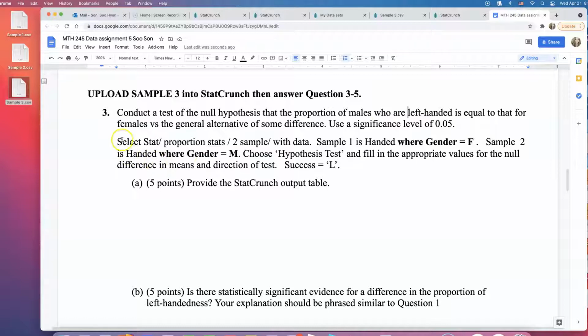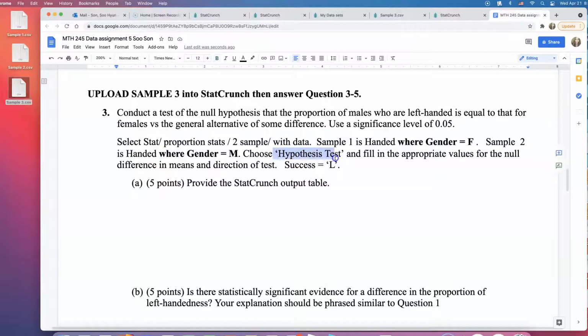So let's see. Select stat, proportion, because we are looking for the proportion of people with left-handedness, right? Select stat, proportion, two sample, click on with data, and we're going to have to use the build function again. Sample 1 is handed, where gender equals female. And we're only looking at the handedness, okay? And sample 2 is handed, where gender equals male.